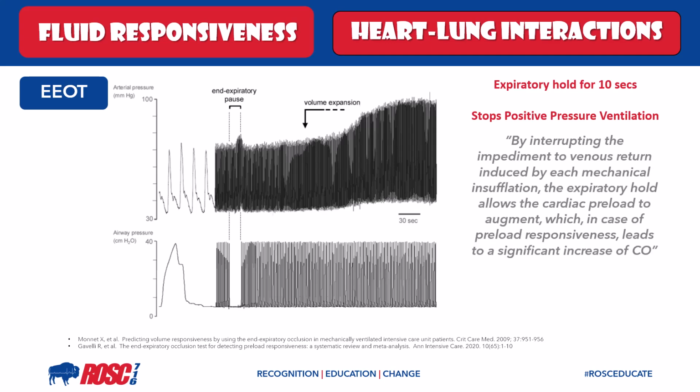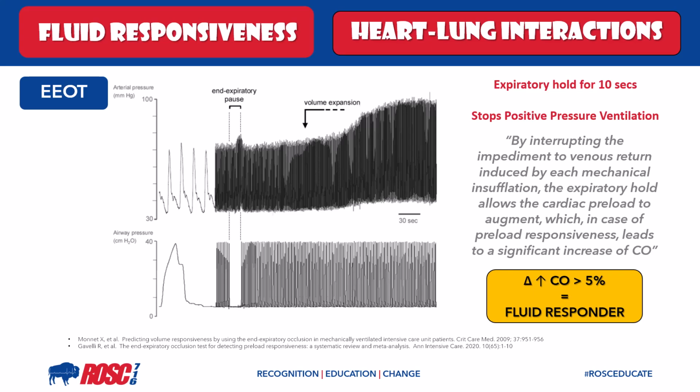So the authors offer a meticulous description of how the test works. By interrupting the impediment to venous return induced by each mechanical insufflation, the expiratory hold allows the cardiac preload to augment, which in case of preload responsiveness leads to a significant increase in cardiac output. So what's the increase in cardiac output that you're looking for? You're looking for a delta, a change, an increase in cardiac output by 5%. If you see this, the patient is a fluid responder.